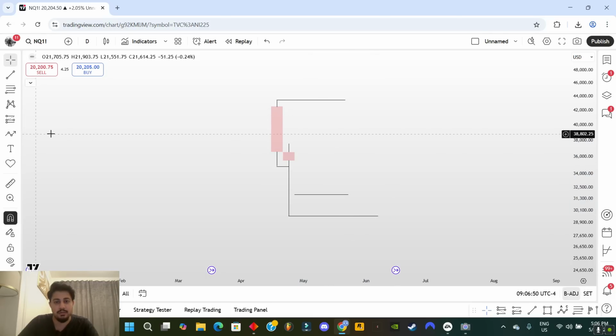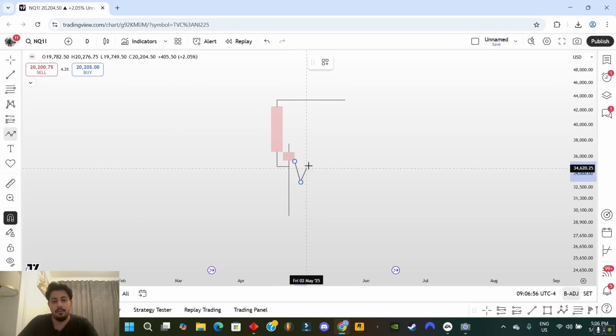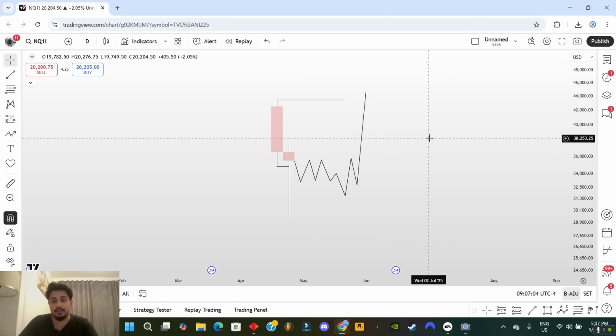What it's going to look like is that we're going to have an open. So let's just remove this. We're going to have an open here, and we're going to accumulate, and then we're going to manipulate after 9:30. We're going to have a market structure shift, and we can push up like that. Very simple stuff.